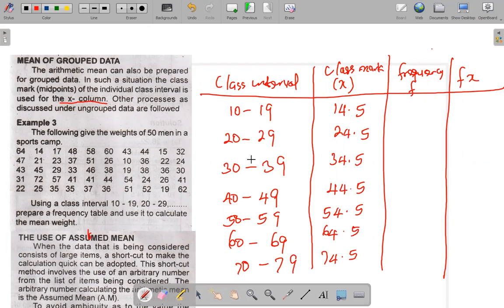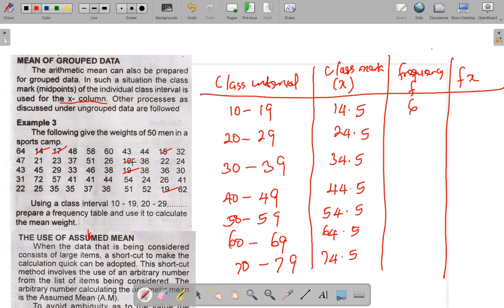What we are doing here is to add the lower limit to the upper limit and divide the result by 2 to give us the class mark, which we are using as our X item. Remember, X stands for the item in each of the intervals. So for the first interval, 10 to 19, how many items fall into that? 1, 2, 3, 4, 5, 6. There are 6 altogether. So the frequency there is 6.